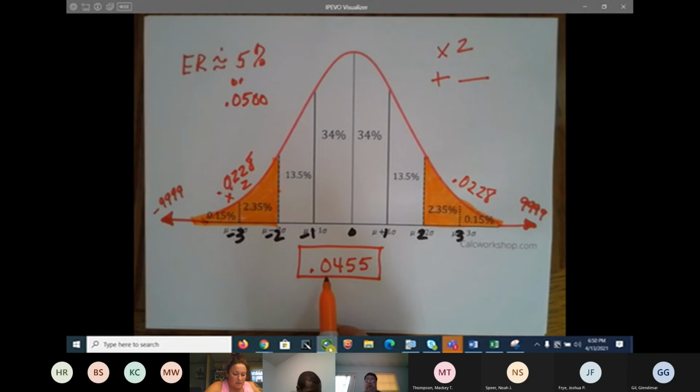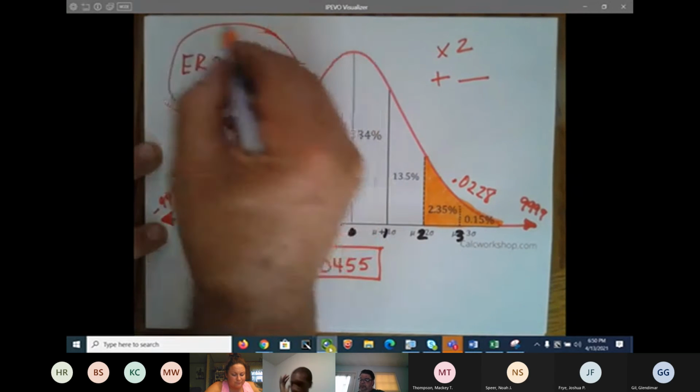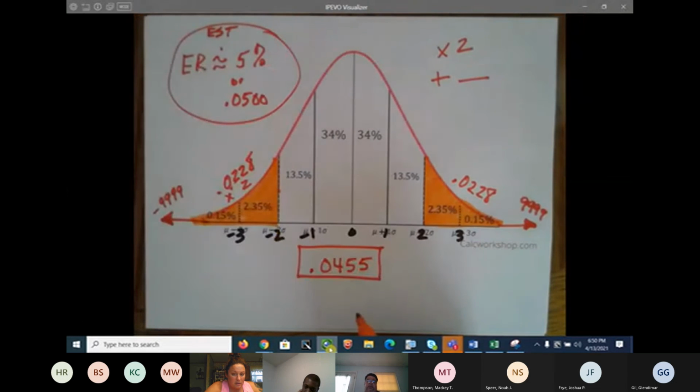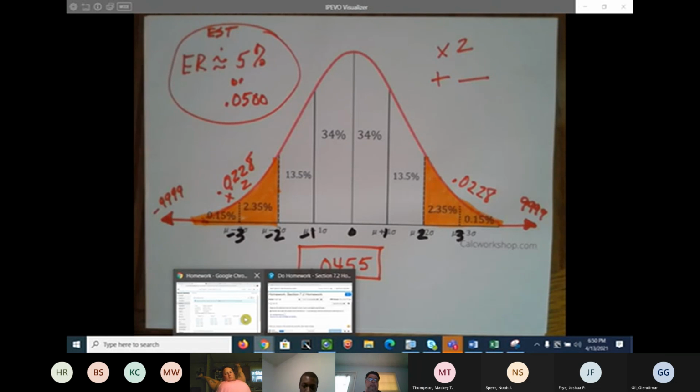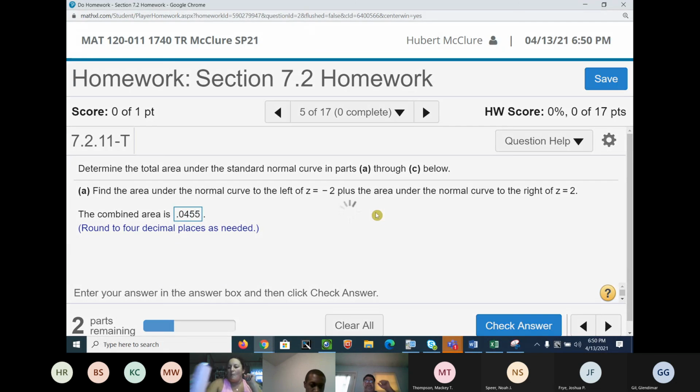Well, the z-score is more detailed. Remember, the empirical rule is an estimate. By the empirical rule we got 5%, but it really came out to be 4.55%, or 0.0455. So let's type it in. And that's it.